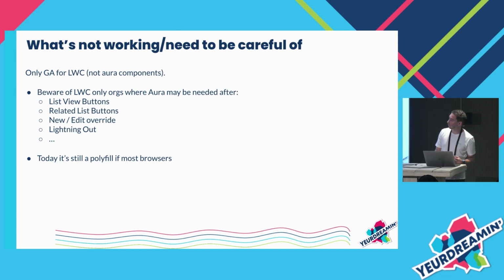And yeah, there is one thing. What I did on one project was: okay, it's a new org, I'm doing LWC only. Perfect. Activate it, and I will never create an Aura component. But I can't avoid Aura, because I need to put a button on a list view or a related list, override new or edit, or use Lightning Out. So there are still some parts of Lightning Experience where you have to use an Aura component. You can't just say activate it and I will be fine forever.